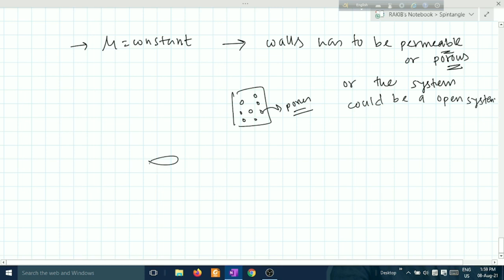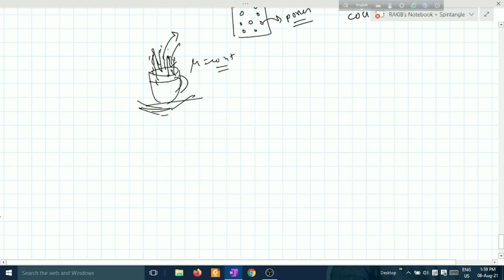Say a glass of coffee. In a glass of coffee, you can see these are the vapors. The number of particles can go outside and also can come inside. In this case mu remains constant, therefore the number of particles is changing. The second term tells us that V is constant.